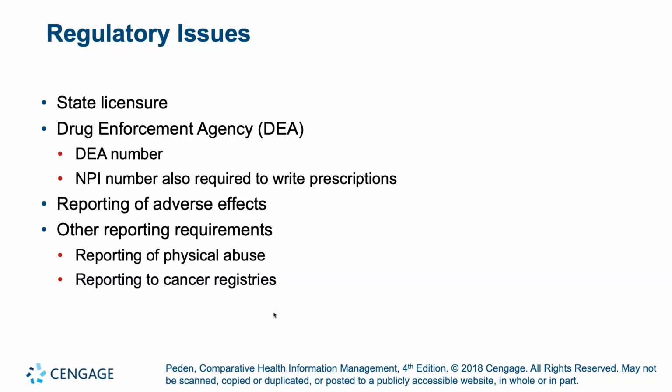Professionals who provide dental care in the United States are regulated by the individual states. They have to have licensure in the state. Each state is responsible for their licensure activities, and they have to have all of that. Dentists have to have a DEA number and an NPI number in order to write prescriptions. They must report adverse effects, physical abuse, and cancer. So please note those. And this is on pages 522 to 523, where it goes into a little more detail.